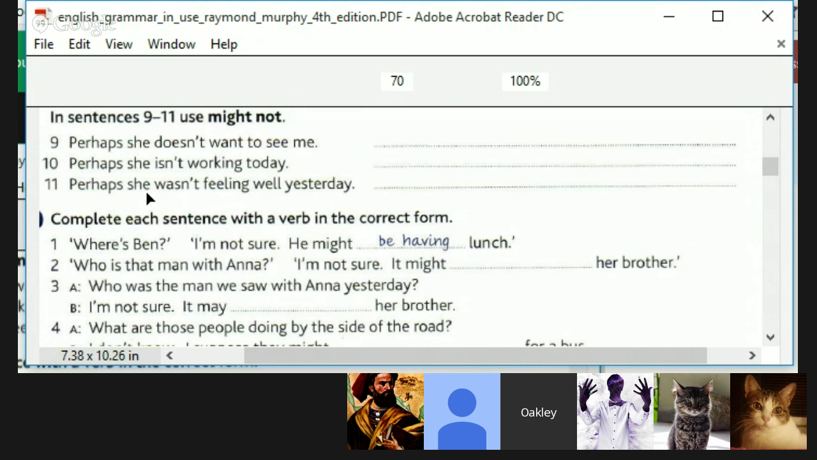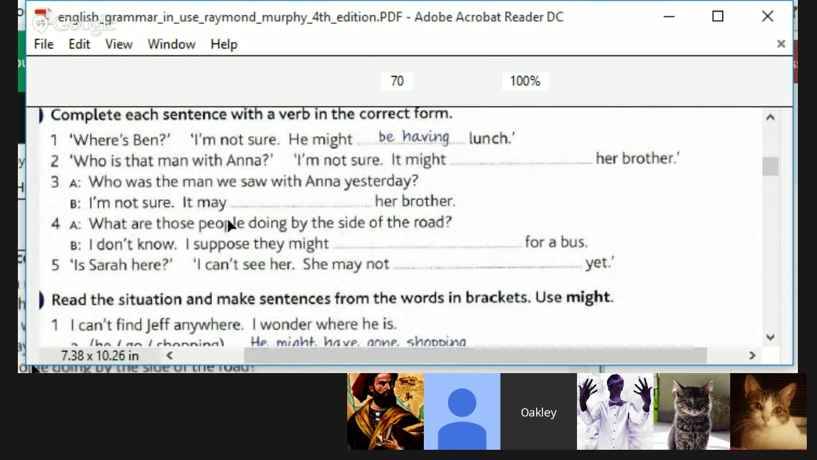Perhaps she wasn't feeling well yesterday. Perhaps she might not have been feeling well yesterday. You got it. Excellent. Okay. That's it. Very good. All right.